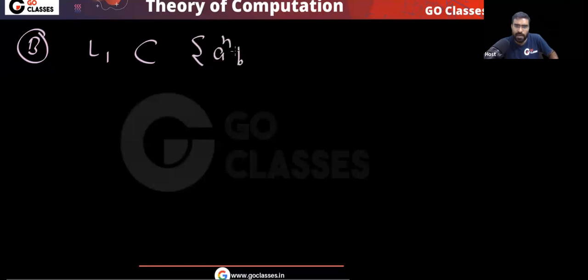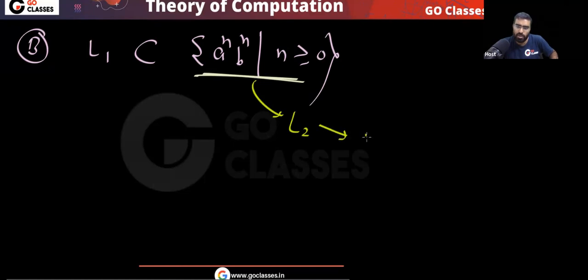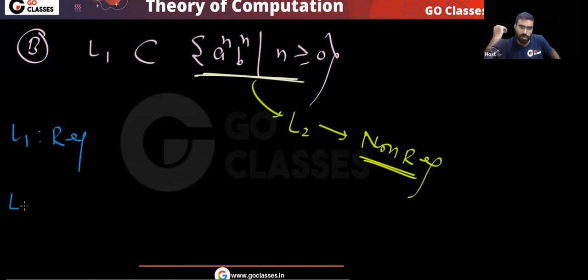What can you do for option B? For example, you can take the language a^n b^n, where n is greater than or equal to 0. Note this is your L2, and this language is non-regular. Now you give me L1 which is regular, and you give me L1 which is non-regular. Give me both.